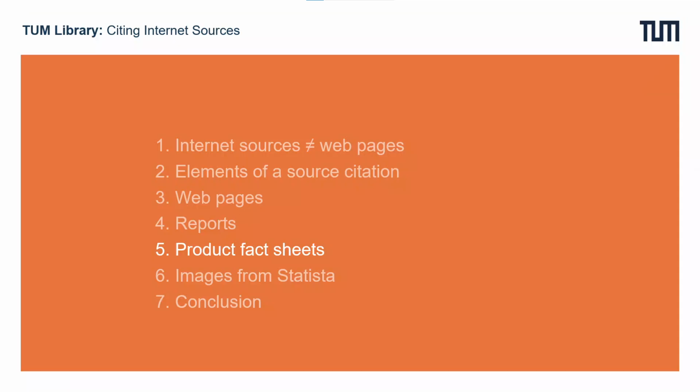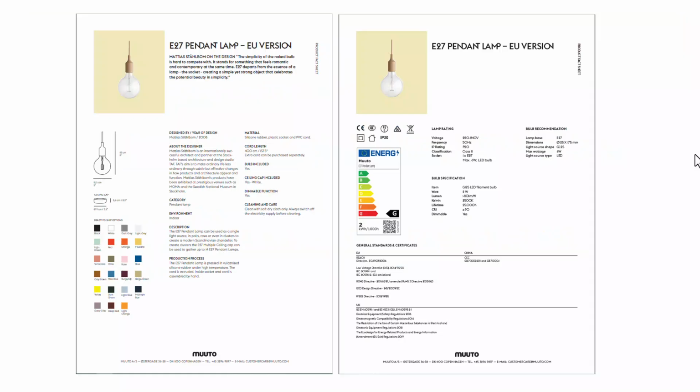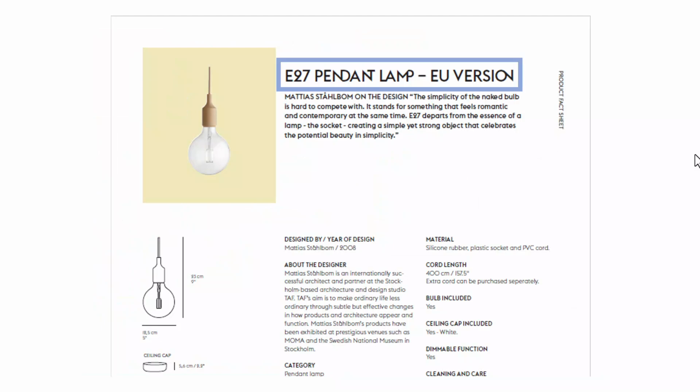Right, let's have a look at our third example. Here it's a product fact sheet. You can find the document under the first URL, and it was provided by this second URL. It's 2 pages long, so that's our product fact sheet in total. And if we have a look for our 4 answers, we can find the title, E27, pendant lamp, EU version.